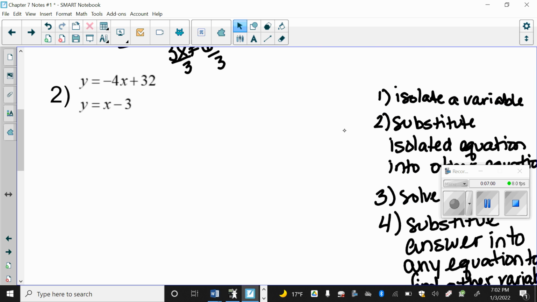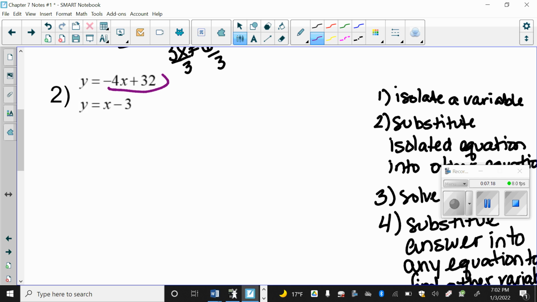Our first step says isolate a variable. So in this case, y is isolated for both equations, so I don't have to do step 1. Step 2, substitute the isolated equation into the other equation. So in this case, both of them are isolated.